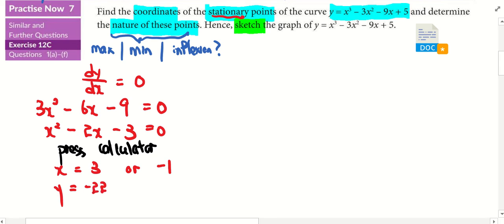Then press for negative 1. 10. Wow, Luffy, you're very fast. This year you totally transformed, huh? So remember, they want the coordinates. Let me write down the two pairs of coordinates. Alright? So 3, negative 22.